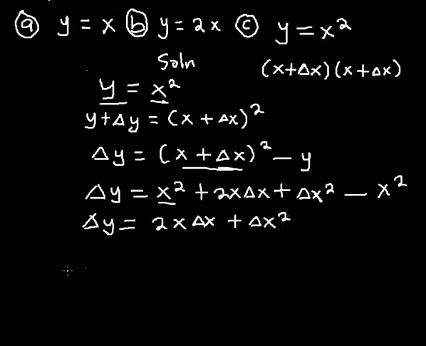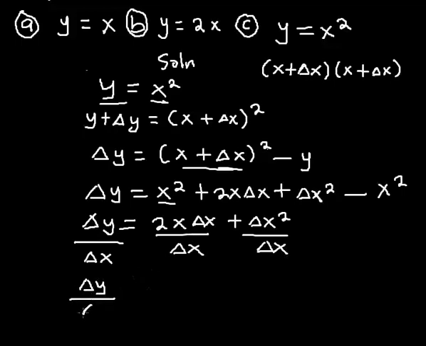So now I divide both sides by delta x. So I also divide this by delta x. This is also being divided by delta x. So now delta x cancels delta x. Here I'm having 2x, then of course plus delta x squared divided by delta x, that's just delta x.